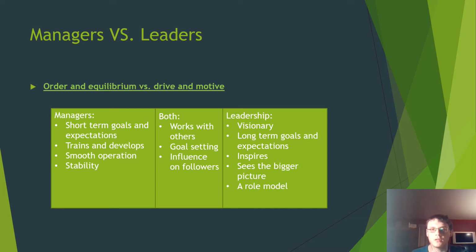They see the bigger picture. They have long-term goals they want to accomplish. They don't want to stay small forever. Leaders are also seen as role models, like someone who made an invention when they were 16 and made an organization and a livelihood out of it. It's probably going to be seen more as a role model than Jeff from management. They both have to work with others, obviously, and focus on goal setting and influence, but one favors it more than the other.